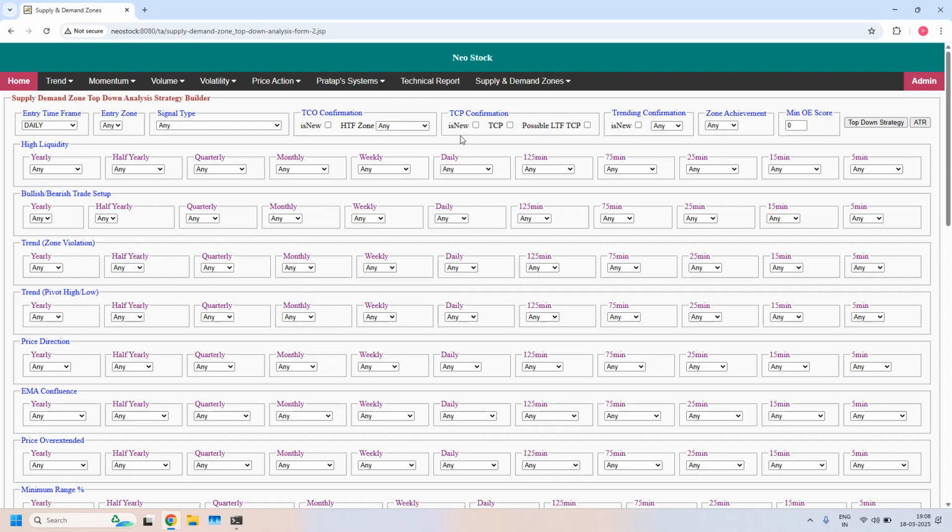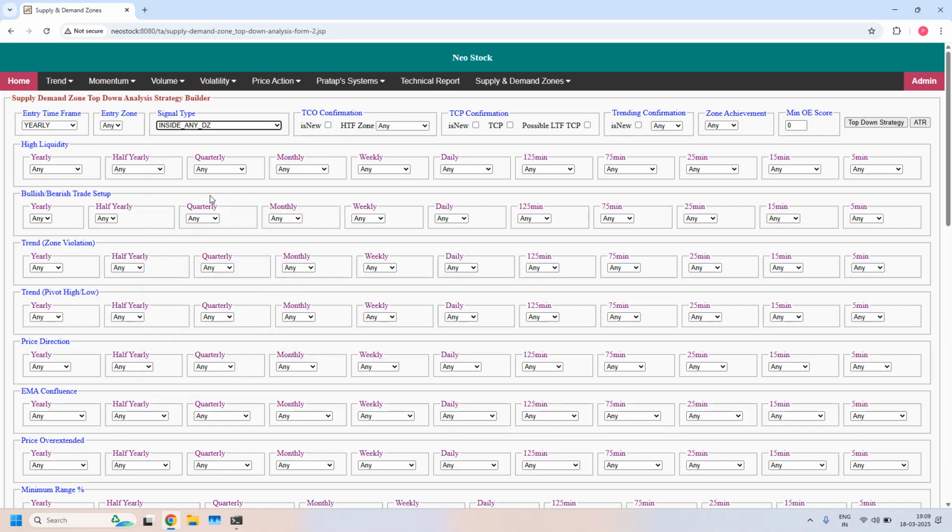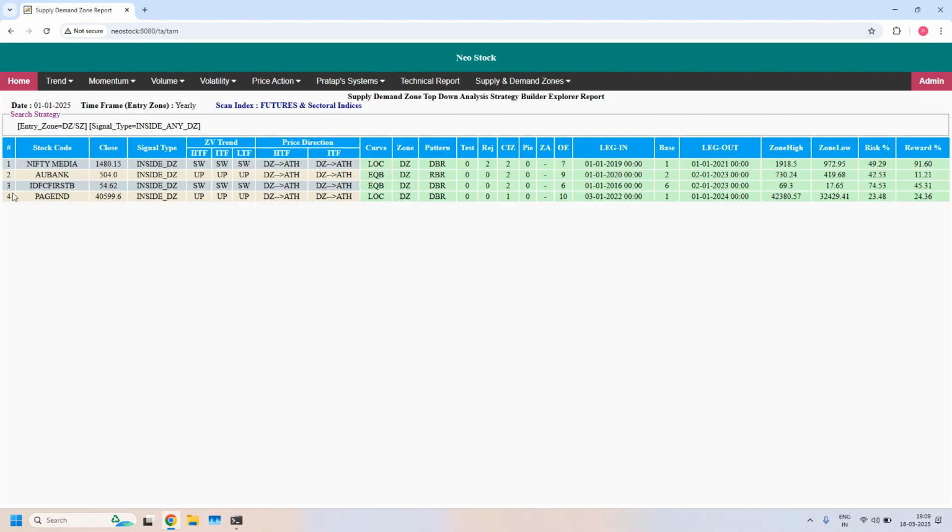Now I am going to generate supply demand zone reports with the help of NeoStock Software Supply Demand Zone Top-Down Analysis Strategy Builder. Okay, let me start with the yearly time frame. First, I will find the stocks where price closed inside the yearly demand zone. So 4 stocks are filtered.